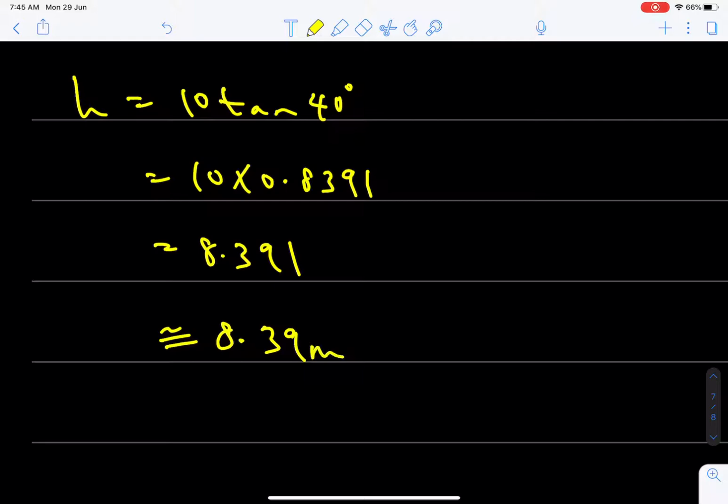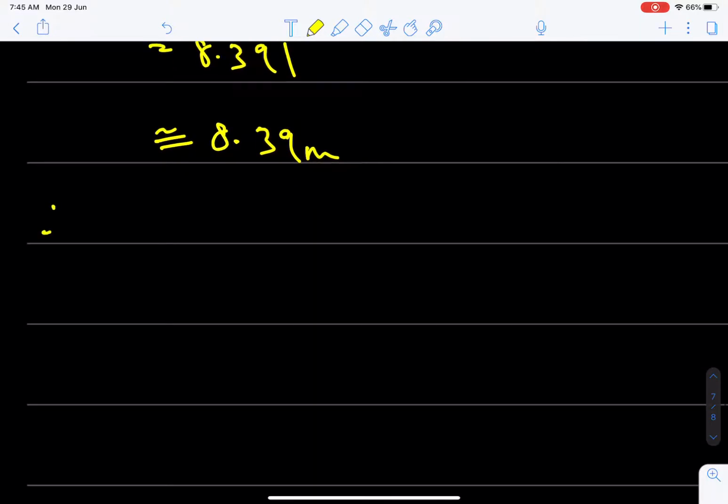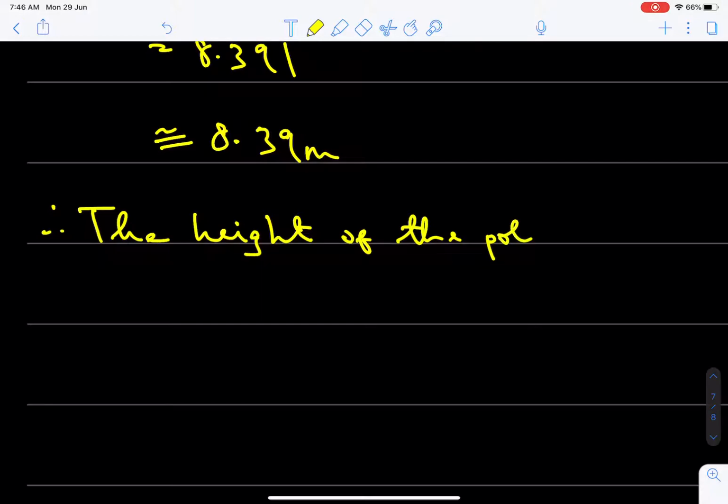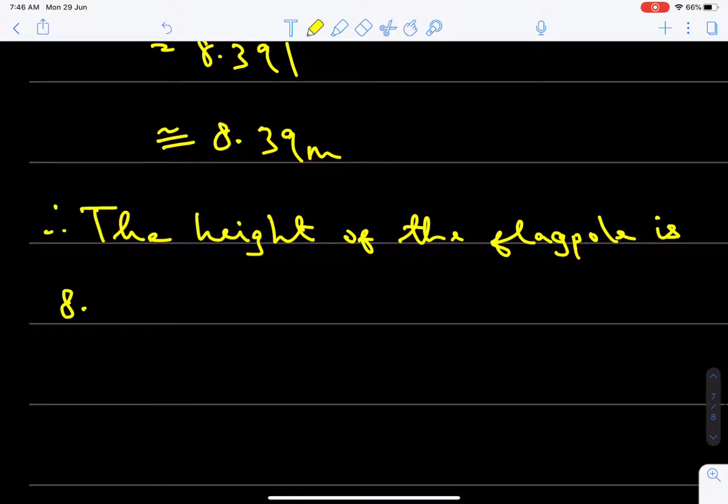That's 8.39 meters. Therefore, the height of the flagpole is 8.39 meters. That's the height of the flagpole.